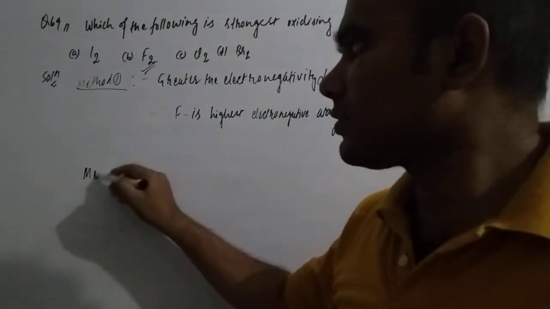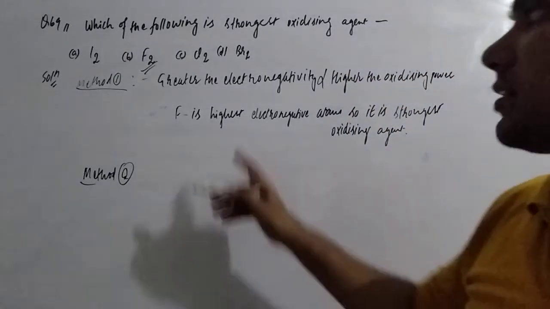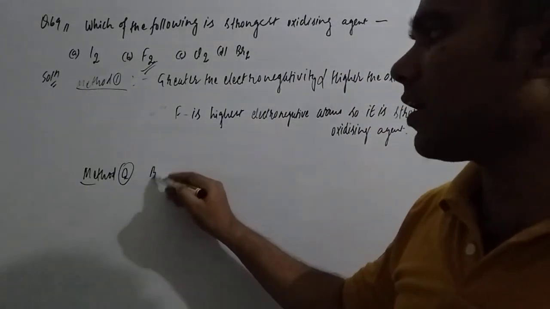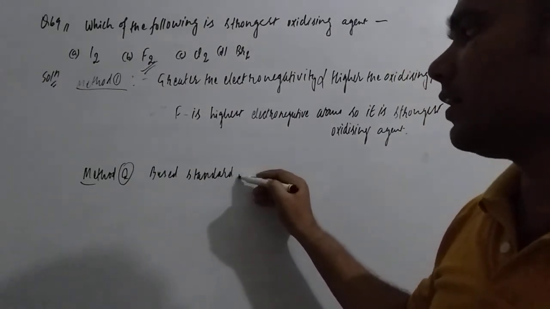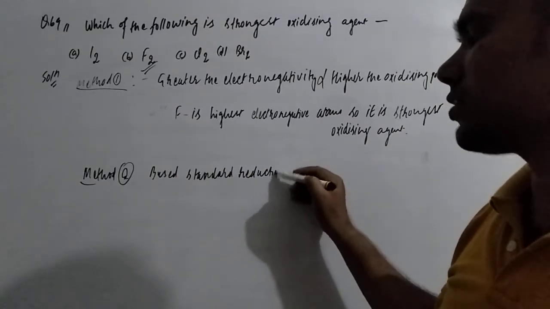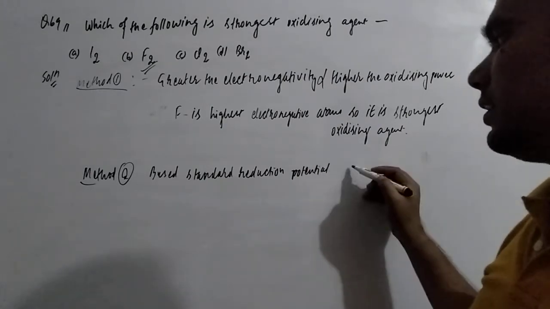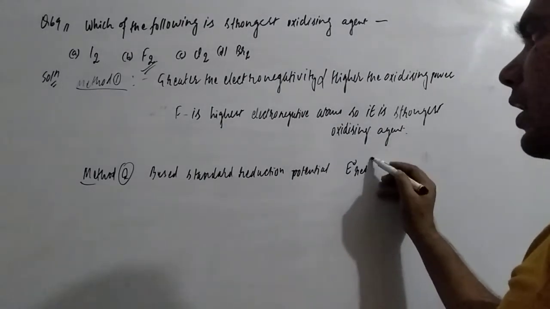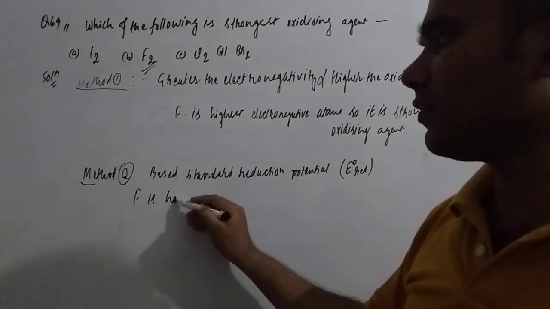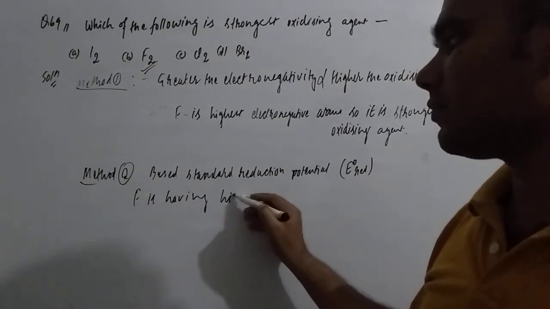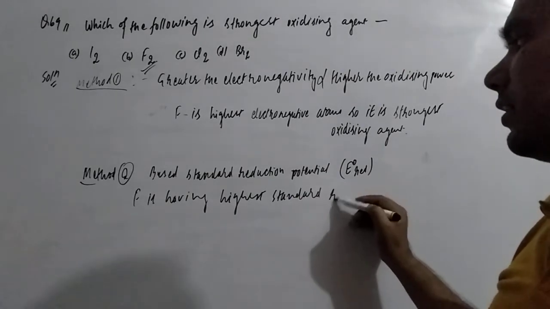Method 2 is also there, student. Okay, method 2. So what is method 2, student? That is the trend based on the electronegativity, based on standard reduction potential. So student, based on standard reduction potential, that is E naught red, fluorine is having the highest standard reduction potential.